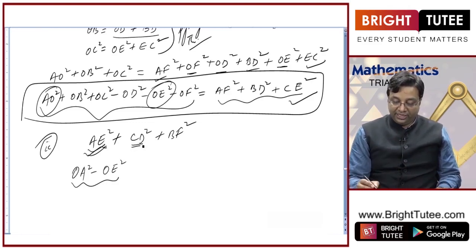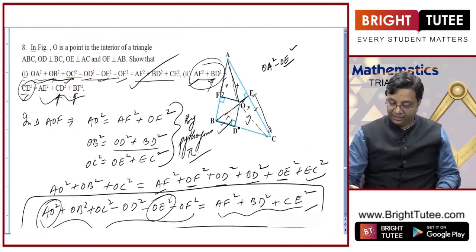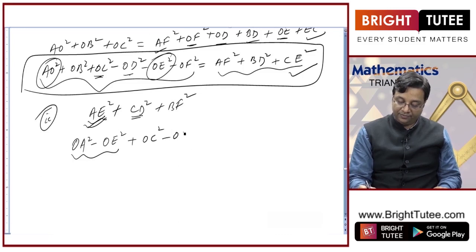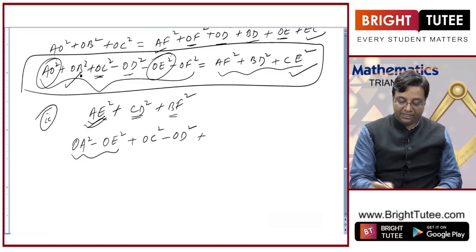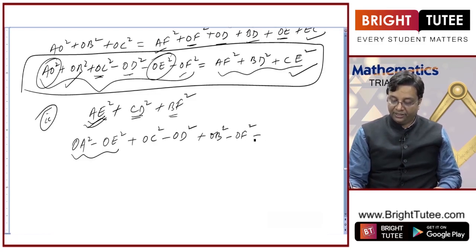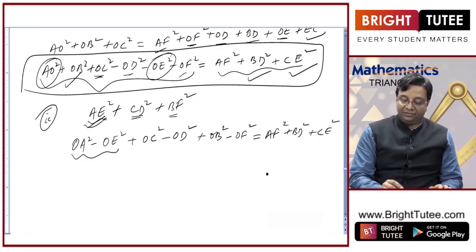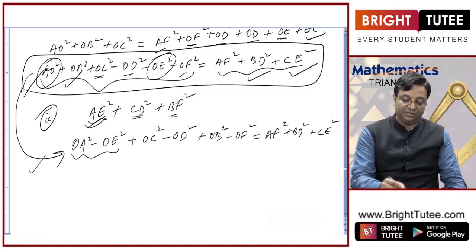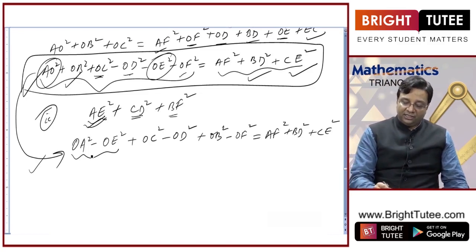So to create CD square, I will need OC square minus OD square. So OC square minus OD square. Let me club these. And for the BF square, I will require the remaining terms, that is OB square minus OF square, and it is equal to AF square plus BD square plus CE square as per the proof above. So I have just written this expression in these terms, right? This is exactly the same expression as this. I have just changed the order of some terms just to create these.